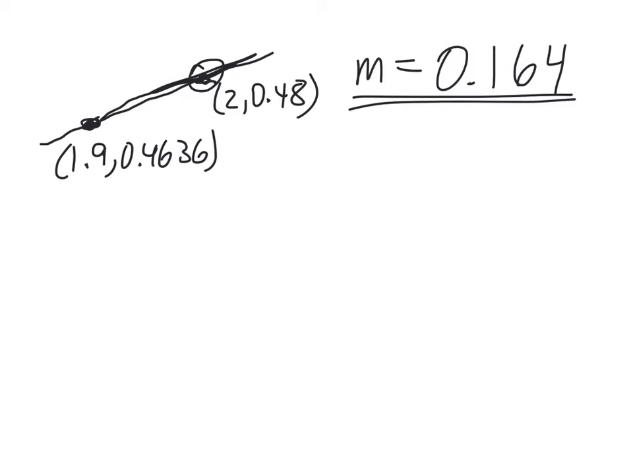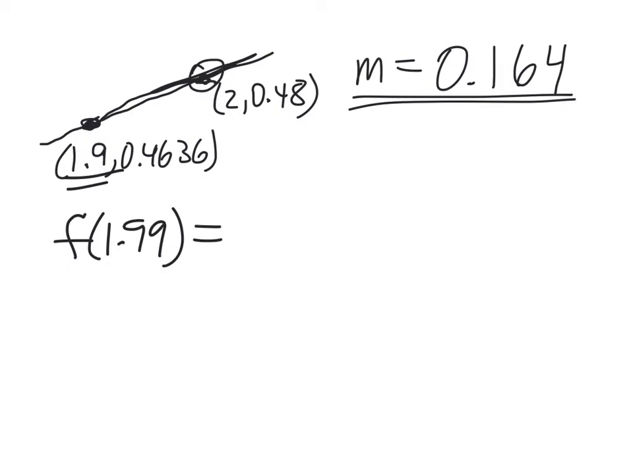We need to get closer yet than even the 1.9 that we chose the first time. So we could go 1.99, or 1.999, or 99999, however many nines you want. Let's do the 1.99 and see what that gives us.